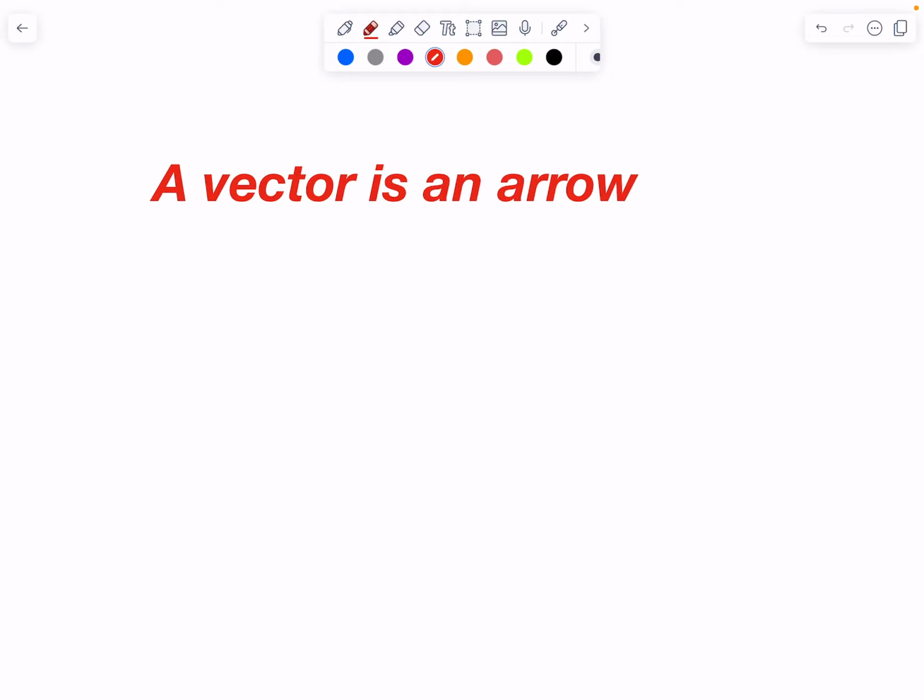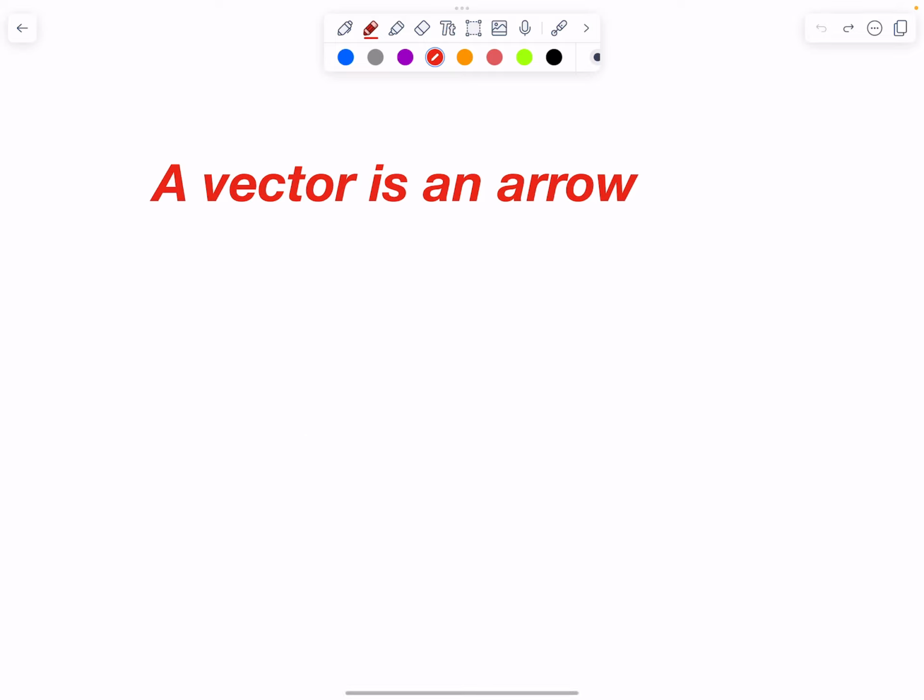A vector is an arrow. What is a vector? A vector can be visualized as an arrow. Consider how you would draw an arrow. You first sketch a line, and then you add the arrowhead.